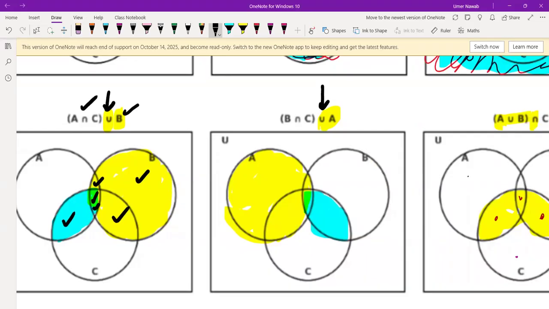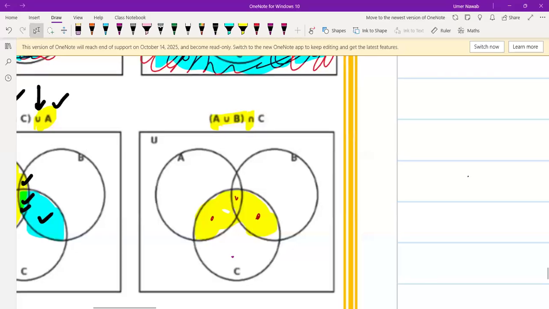Now, union tells you shade A complete. I shaded this, and this because all these 4 regions are coming in A. And also, along with that, you need to shade B intersection C. So this is B intersection C.